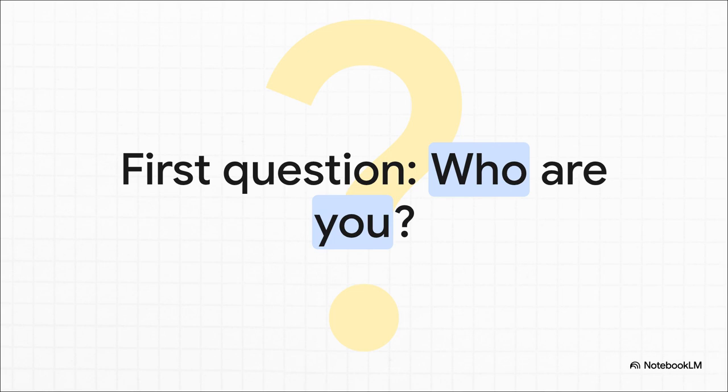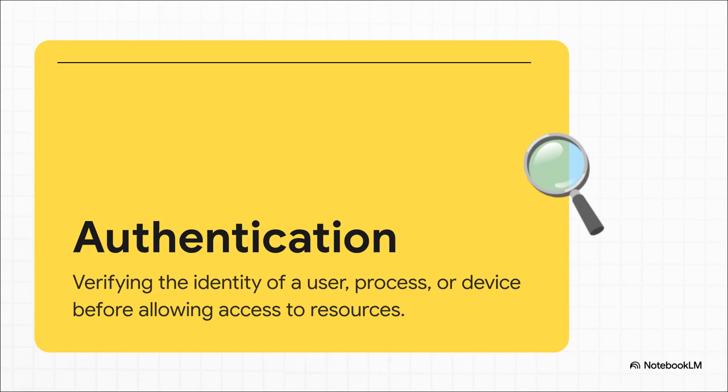Who are you? And the answer to that question is a process called authentication. This is how you prove you are who you say you are. Think of it like a bouncer at a club checking your ID. In the digital world, this is usually something you know, like a password, or something you have, like a code from an authenticator app, or even something you are, like your fingerprint.